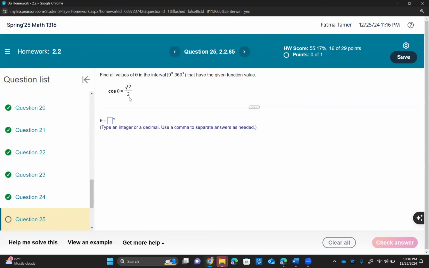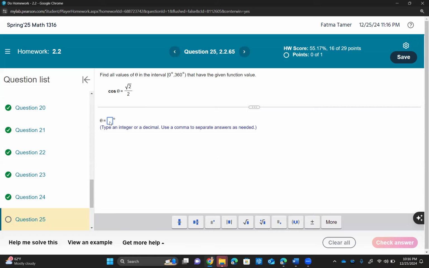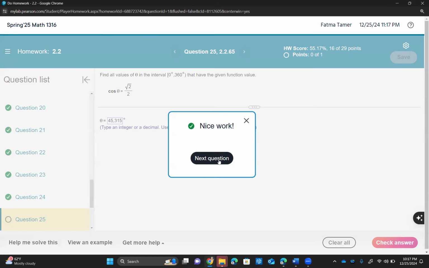So cosine is root 2 over 2. This is a very famous angle. That is going to be 45 degrees, because cosine of 45 is root 2 over 2. But there is one more angle that's going to have the same cosine value, and it's a positive number. Cosine is positive in the first quadrant and fourth quadrant. So 315 degrees uses 45 as a reference angle in quadrant 4.